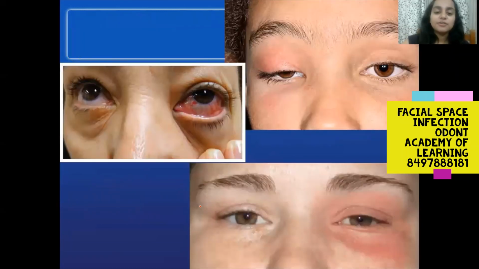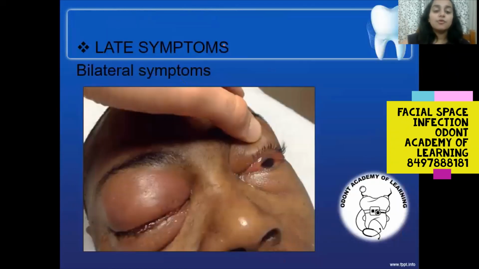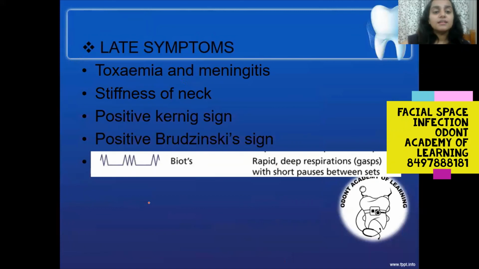We then have another photo of the retinal hemorrhage and the exophthalmos, in this case leading to closing of the eye because of excessive papillary edema. Now, in the later stages, this papillary edema becomes bilateral and the patient is unable to open their eyes. Then later on, in the advanced stages, there will be toxemia and meningitis.